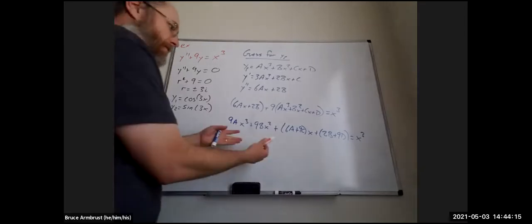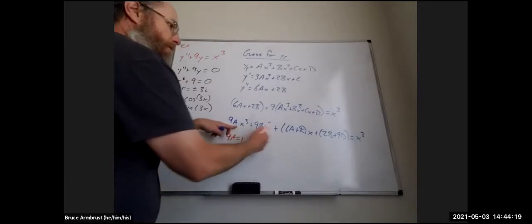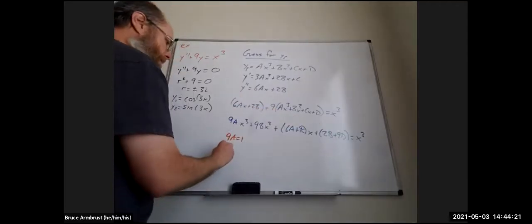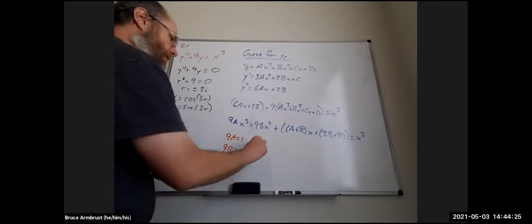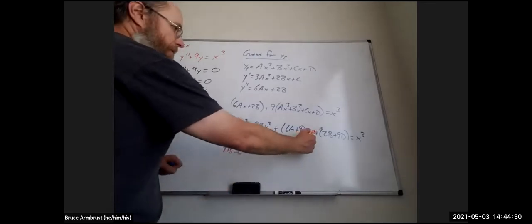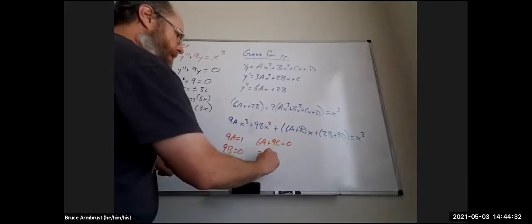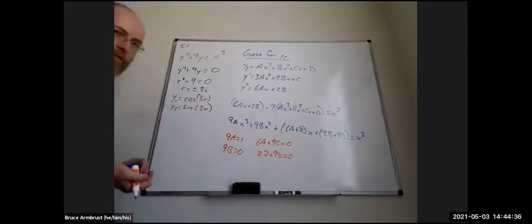So now let's just create our system of equations. I know that 9a has to equal 1 because there's 1 x cubed. 9b is going to have to equal 0 because there are no x squareds. 6a plus 9c has to equal 0 because there are no x's. And 2b plus 9d has to equal 0, again, because there's no constant.